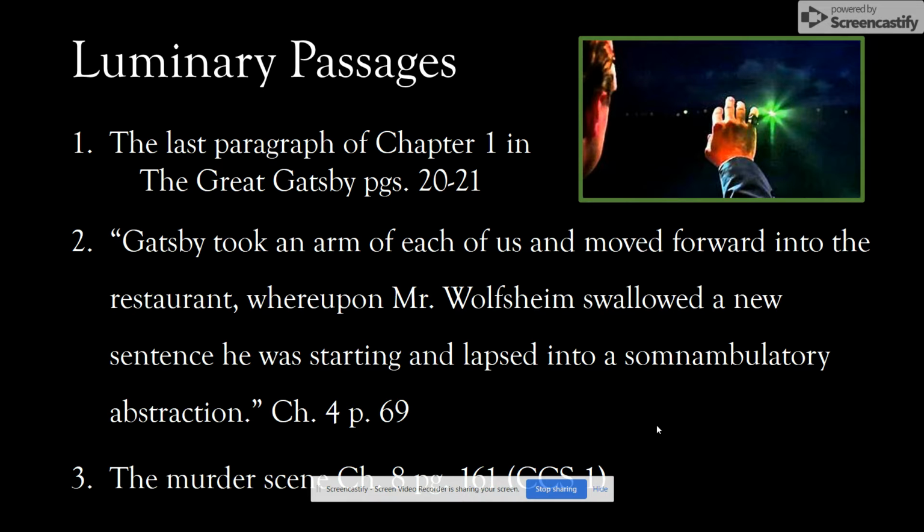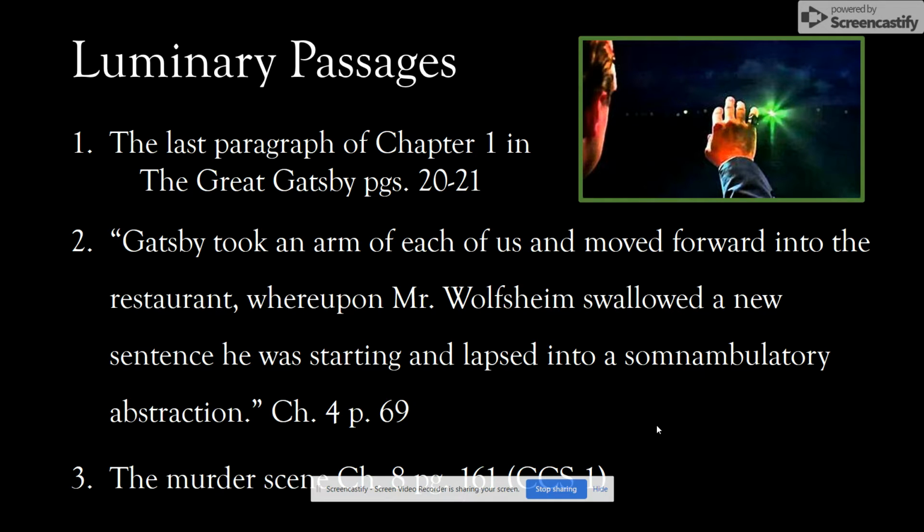The luminary passages were impossible to come up with only 3, but I did it. The 3 that I chose are pretty iconic for the book. The first one is where we first meet Gatsby or see him through Nick's perspective. And he is reaching out across the bay at the green light at the end of Daisy's dock. In my opinion, this may be the only time that we ever see Gatsby in a true state.